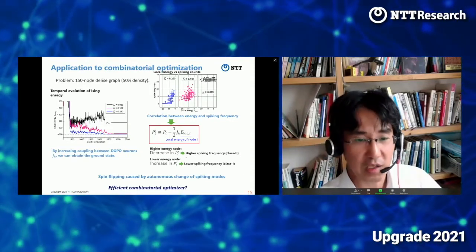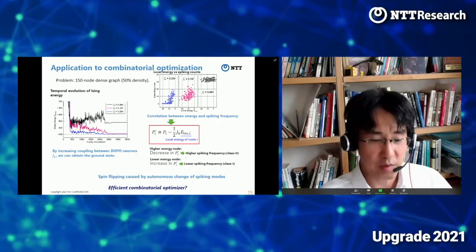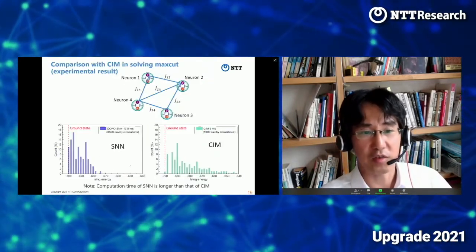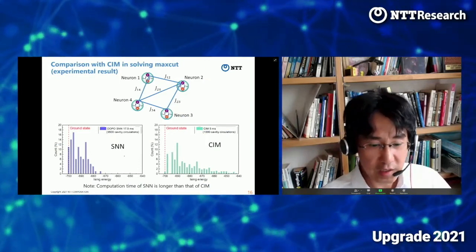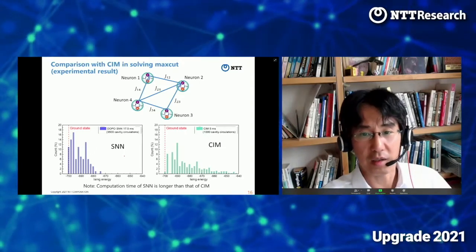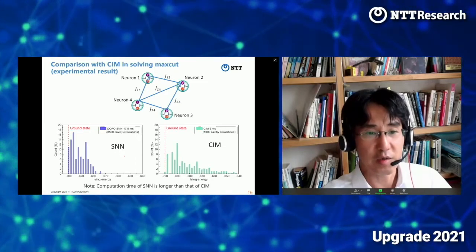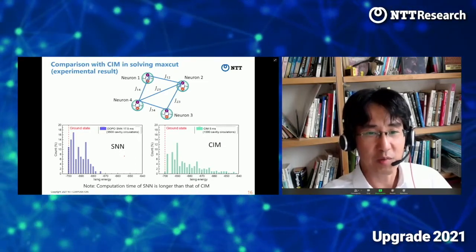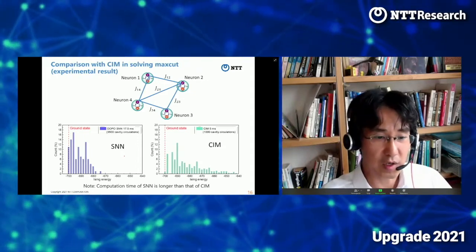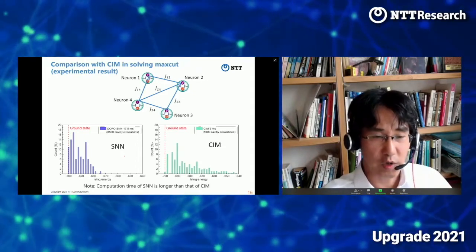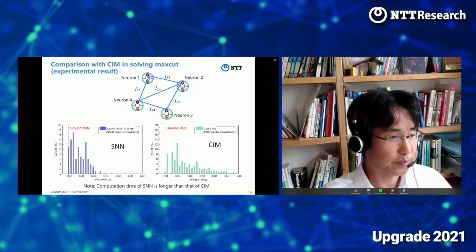So that kind of automatically adaptive behavior is obtained in the spiking neuron, and that leads to the better solution success probability in solving combinatorial optimization. That is our current hypothesis. But of course, this is one experiment using one particular instance, and we need more thorough investigation.